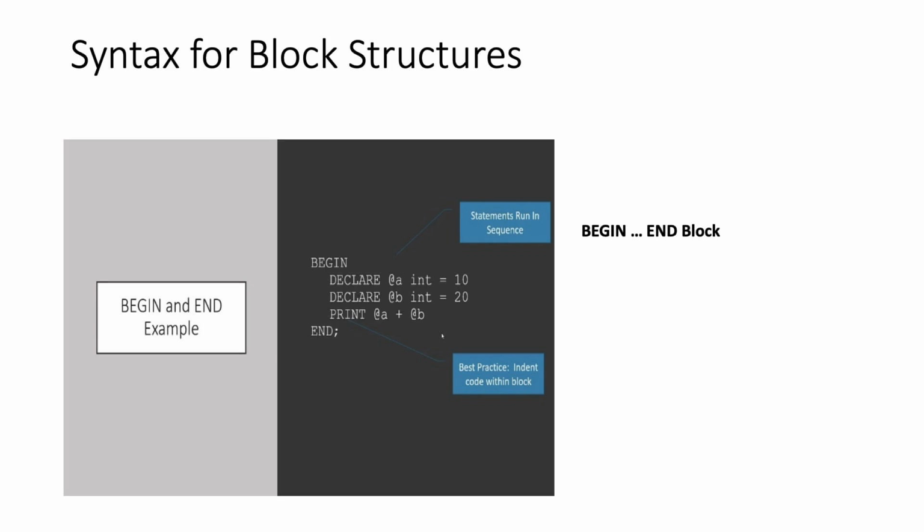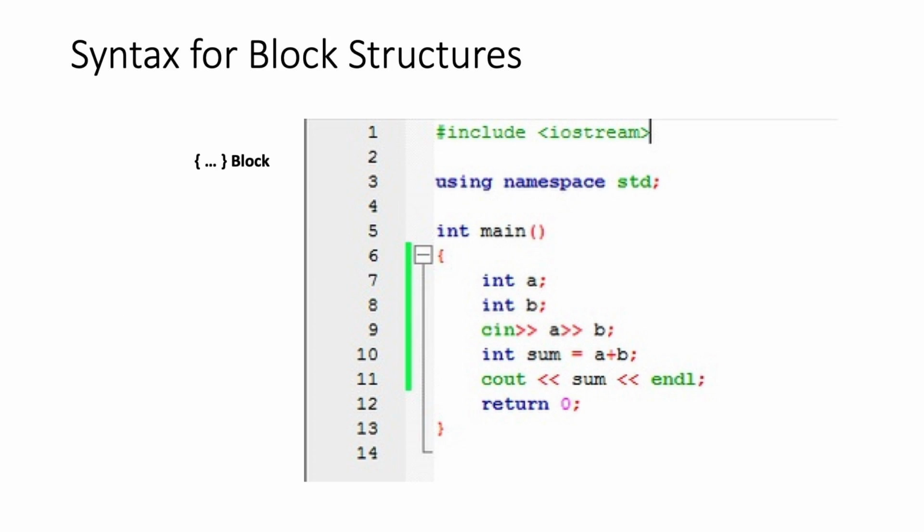In languages like C, as most of us are familiar, we use curly braces to mark a block. In this example you can see that the main function starts with an open curly brace, and then we have a set of statements like a declaration, read statements, some instructions like summing up the values and printing the result, and finally returning the value. All these statements are nested within these two curly braces that mark the block.